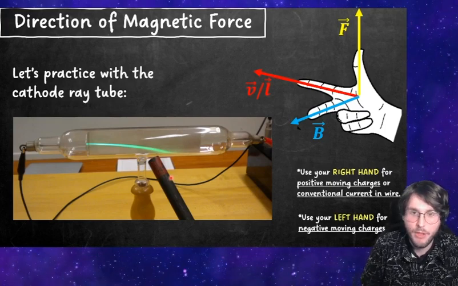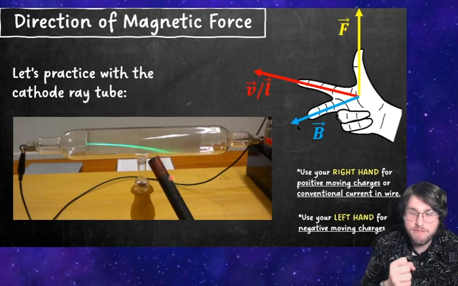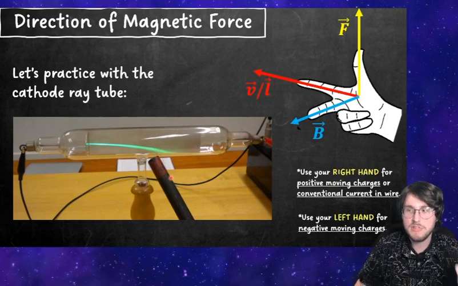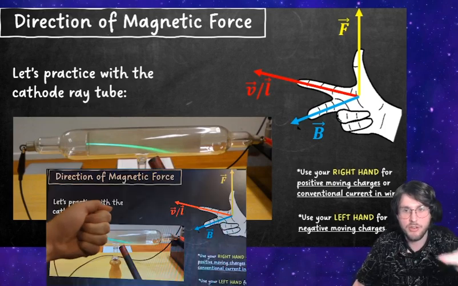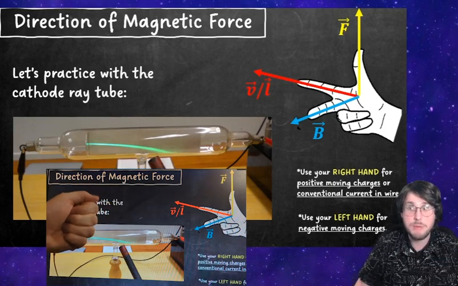So in this case, the field lines would be pointing into the screen or into the side of the cathode ray tube. So you're going to first establish your left hand's pointer finger in the direction of the electrons, which would be from left to right. So your left hand index finger should be pointing to the right.